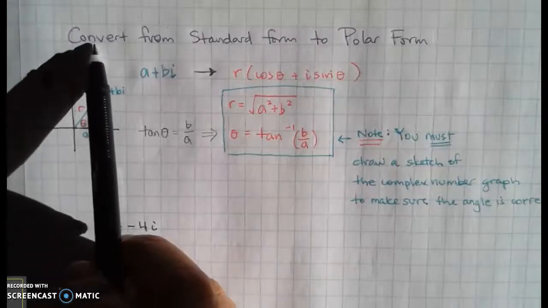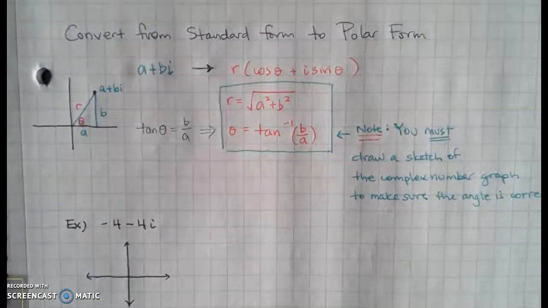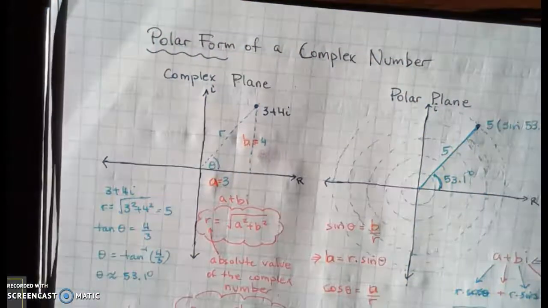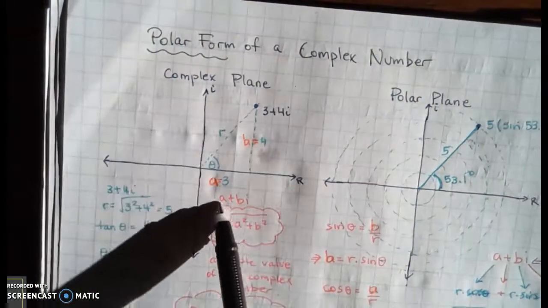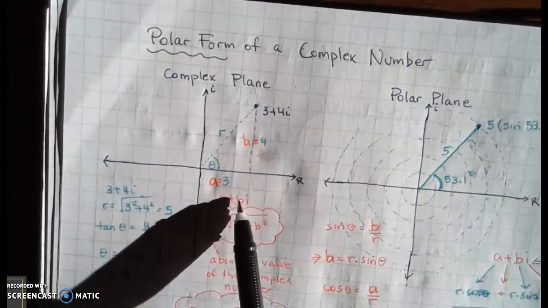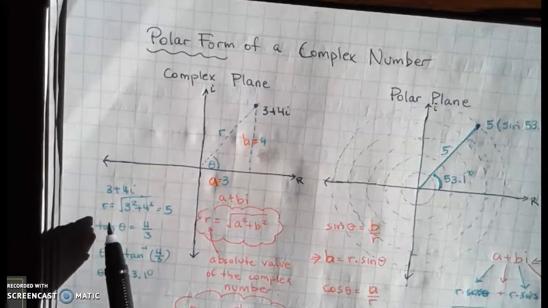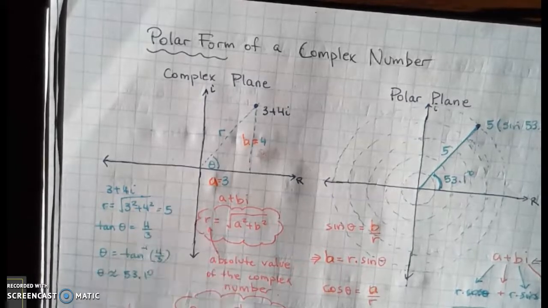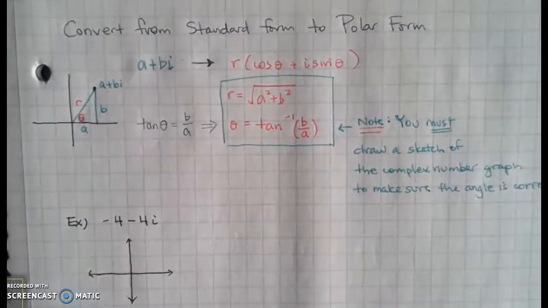Okay, now we're going to try to convert from standard form to polar form. If you look back earlier, what we did from here is if I have a generic form of a complex number, standard form a plus bi, then from here you could calculate what r is and also the theta. Or I summarized it right here.